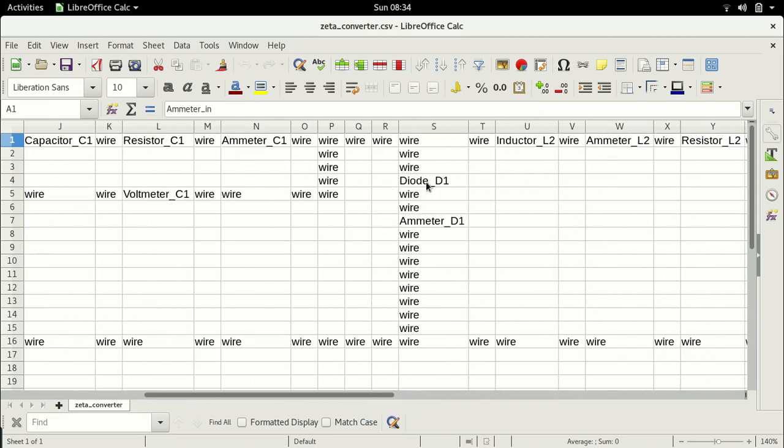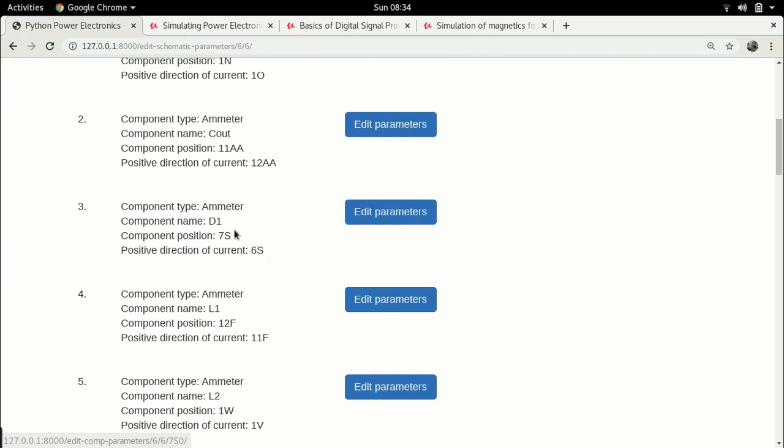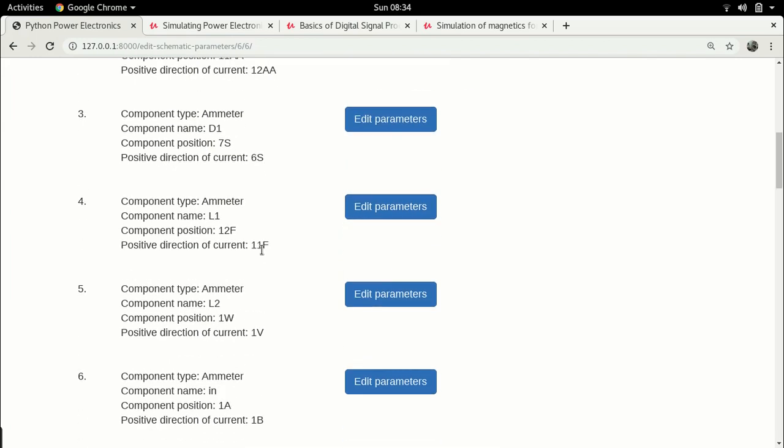That is this one. In the ZETA converter, the diode has a cathode which is pointing upwards. That is, the polarity of the cathode is upwards. The current through this diode flows in the upward direction. That means the positive polarity of the ammeter D1 should be upwards. So let's go and have a look. It is upwards, so we can leave it as it is.